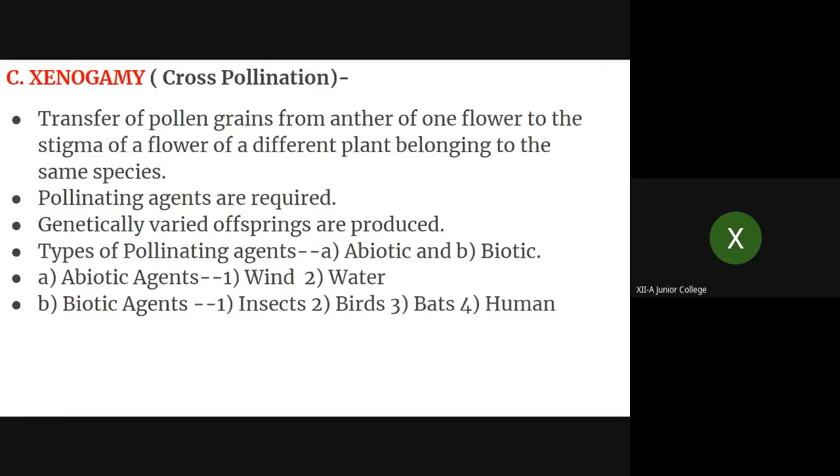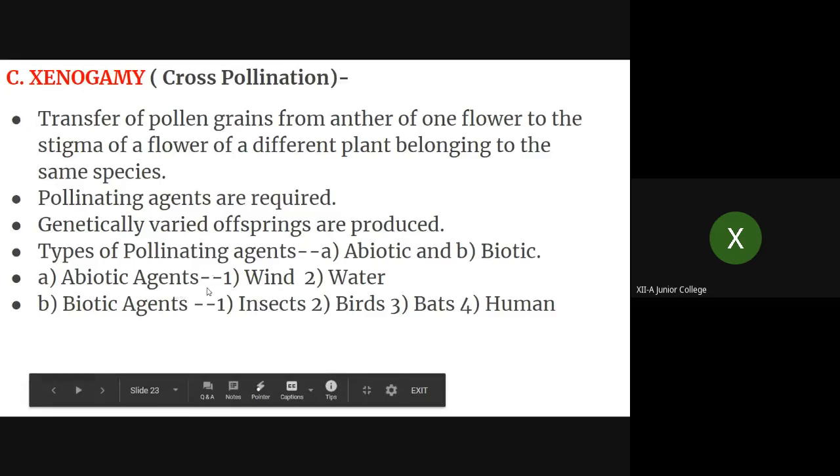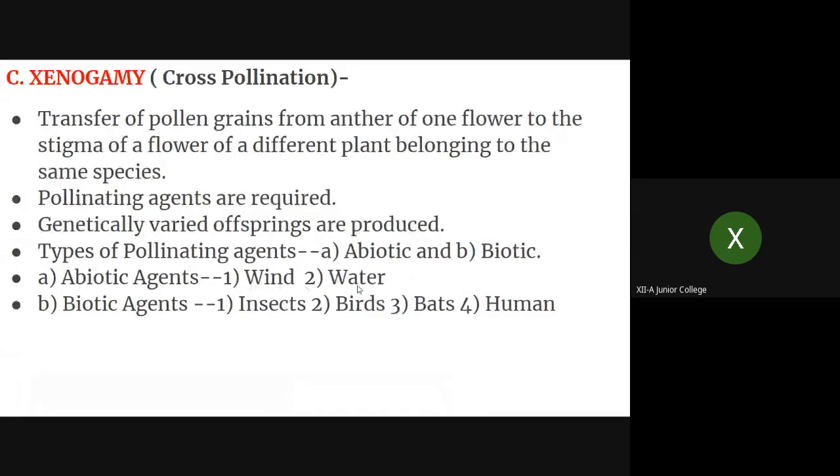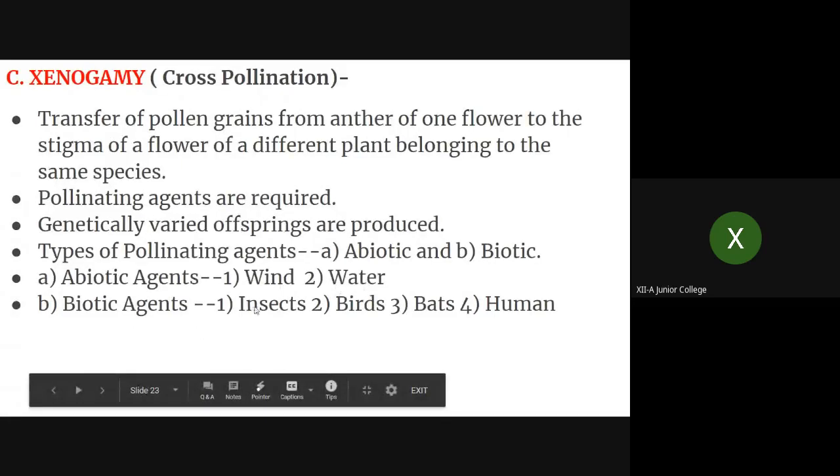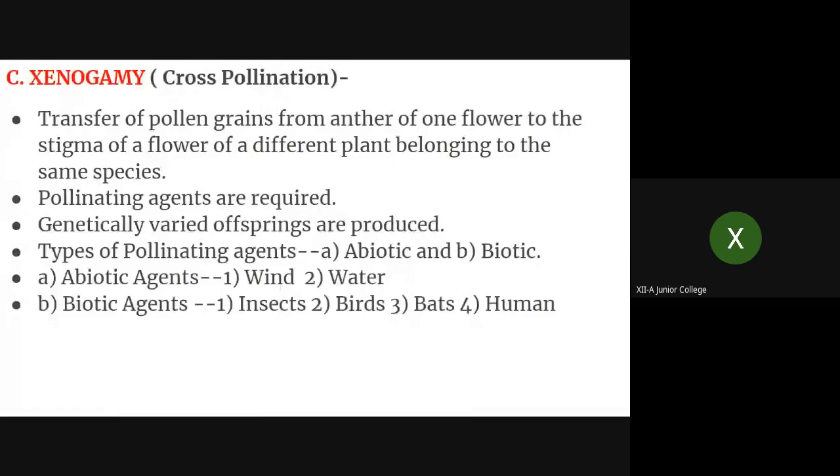Now, what are the types of pollinating agents? One by one, we will talk about these pollinating agents. First, there are two basic types of pollinating agents. One is abiotic and the second is biotic. Abiotic agents means what? They are non-living. The examples of non-living abiotic agents are wind and water. Whereas biotic agents, there are different types. Only a few I have mentioned, that is insects, birds, bats, human, snakes, snails, and many more animals also come under biotic agents. But here only a few we will discuss which are included in our syllabus.